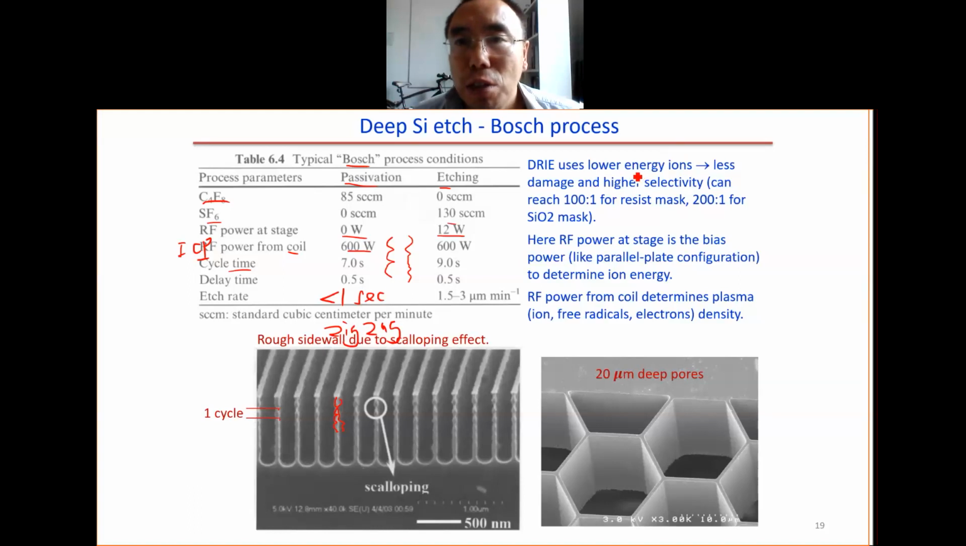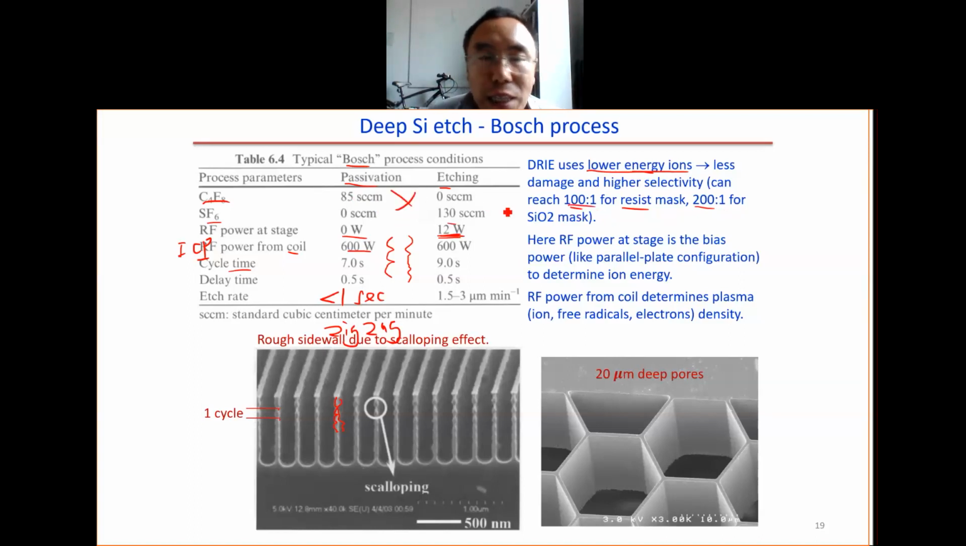So we use low ion energies. This 12 watts is not very high. Low ion energies give you less damage and higher selectivity. It can reach 100 to 1 for the resist. This is so good. 200 to 1 for the silicon oxide mask. A very high selectivity. But this process here cannot give you this high selectivity.